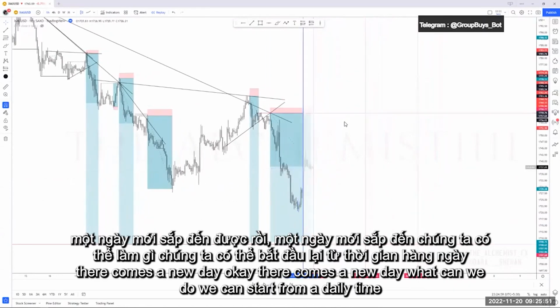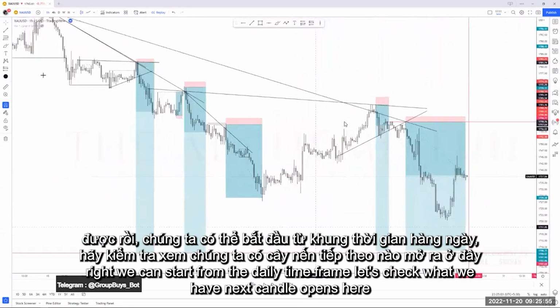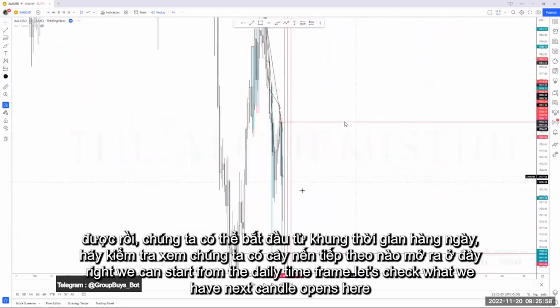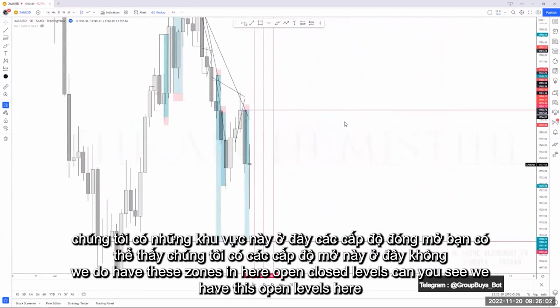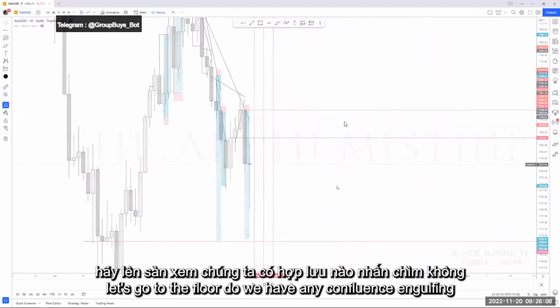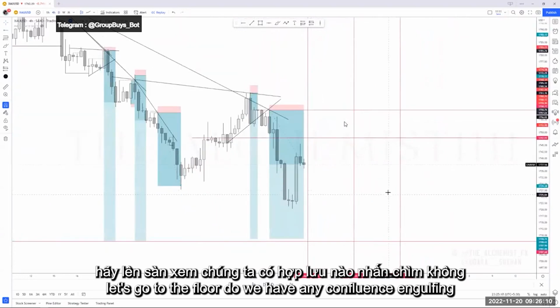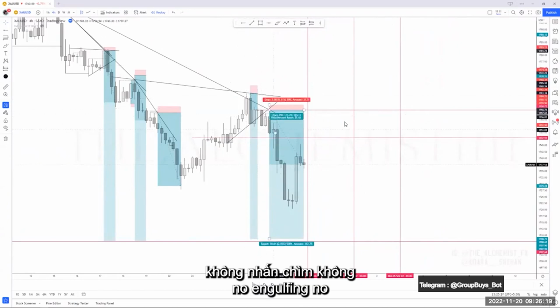There comes a new day. What can we do? We can start from the daily time frame, right? Check what we have. Next candle opens here. We do have these zones in here, open close levels. Can you see that? We have these open close levels here. Let's go to the 4-hour. Do we have any confluence? Engulfing. No, this is engulfing. No.